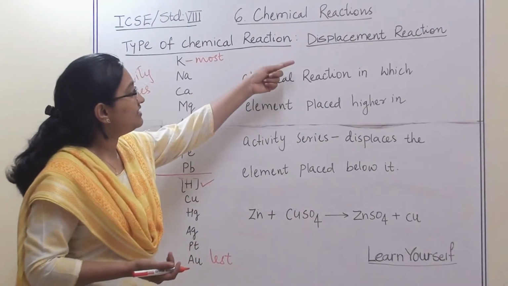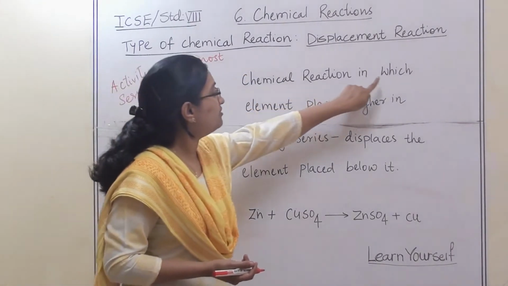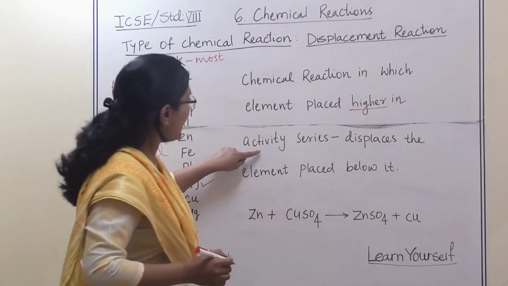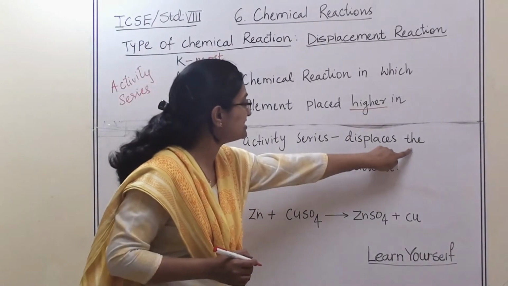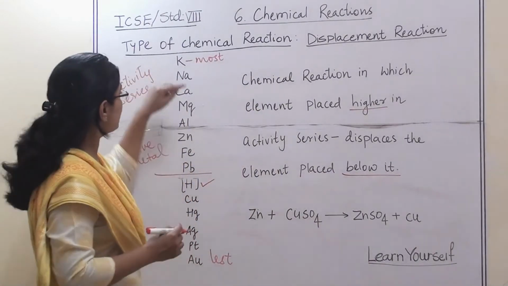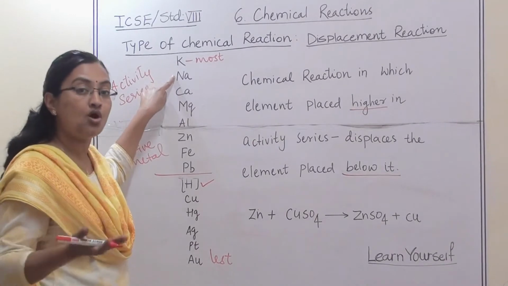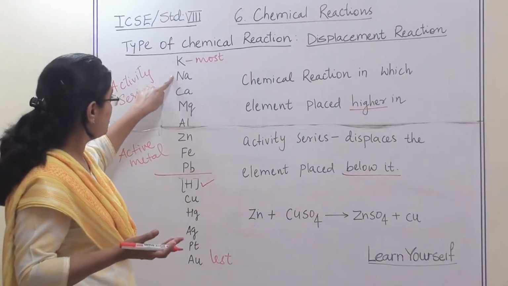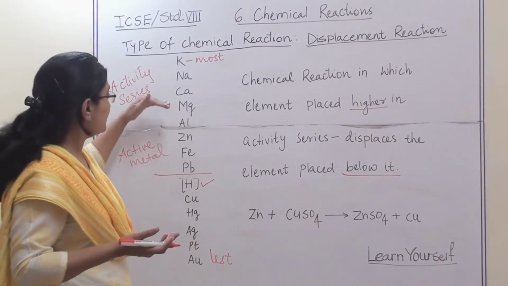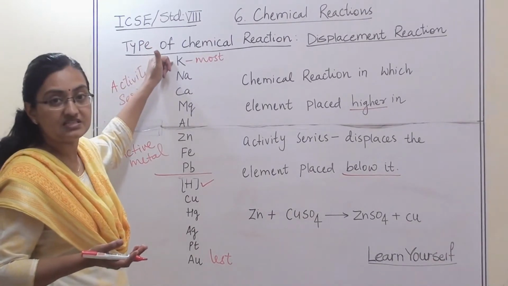So let us check the definition of displacement reaction. It is a chemical reaction in which an element placed higher in the activity series displaces the element placed below it. That means potassium can displace sodium because potassium is more reactive compared to sodium. Sodium can displace calcium and so on. But calcium cannot displace sodium and sodium cannot displace potassium.